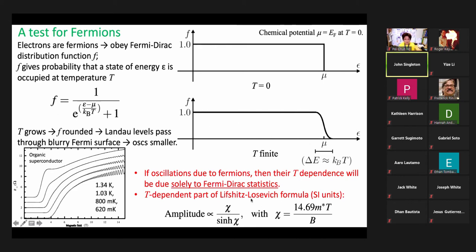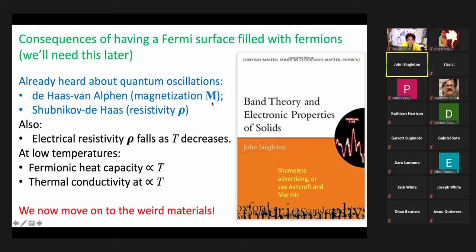And Lifshitz, who you saw on the previous slide, he derived an expression that describes this. It's essentially just the differential of the Fermi-Dirac distribution function, and the amplitude of these oscillations goes like this, with chi equal to 14.69 times the effective mass times the temperature over the magnetic field, as long as you use SI units. So let's just revise consequences of having a Fermi surface filled with fermions.